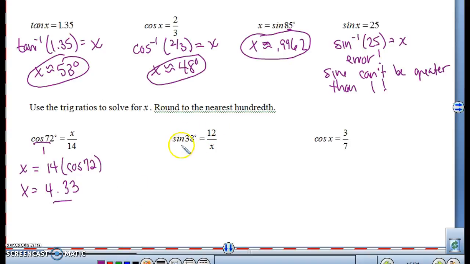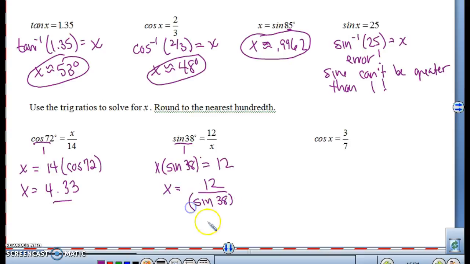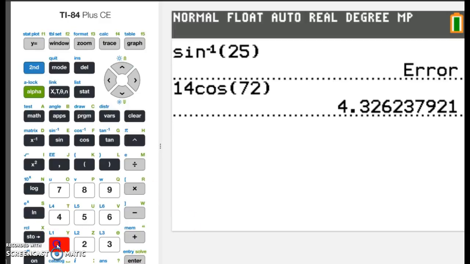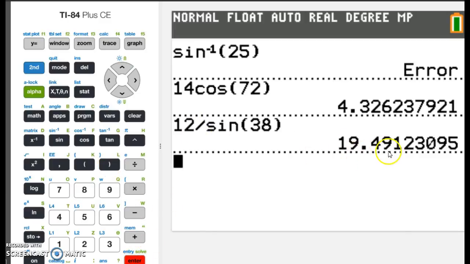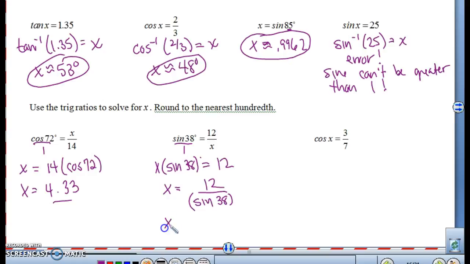Sine of 38 equals 12 over x. Put this over 1, cross multiply. X times the sine of 38 is equal to 12. So how do we solve for x? Well, you have to divide by the sine of 38. So x is equal to 12 divided by the sine of 38. And then put this in your calculator. 12 divided by sine 38. There we go. Press enter. To the nearest hundredth, this is going to be 49. This is a 1, so that makes that 19.49. So x is equal to 19.49.